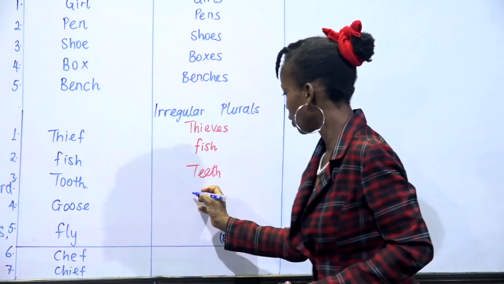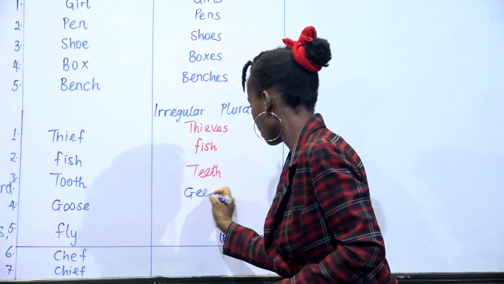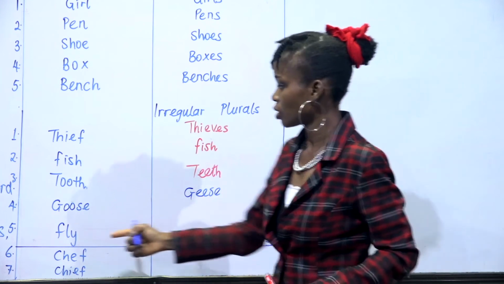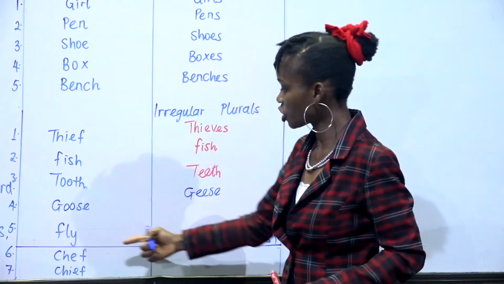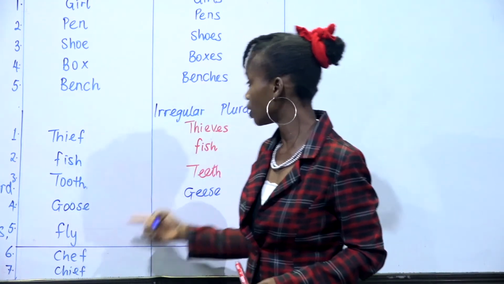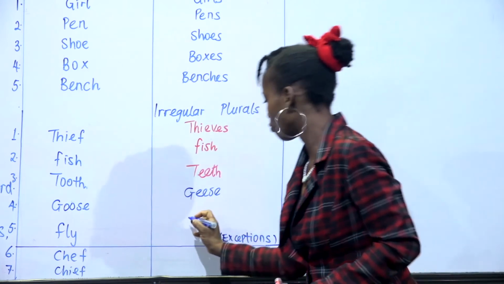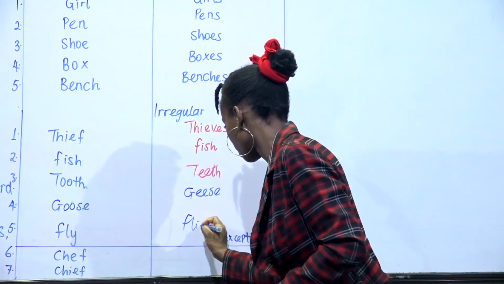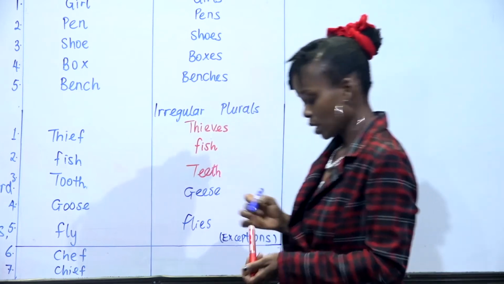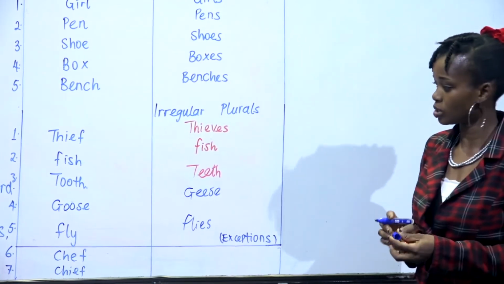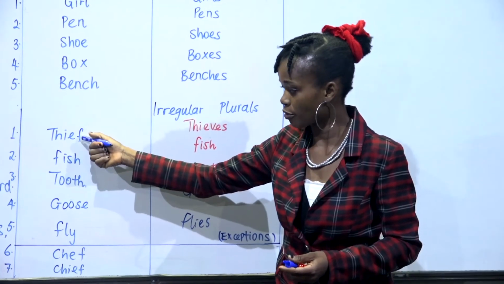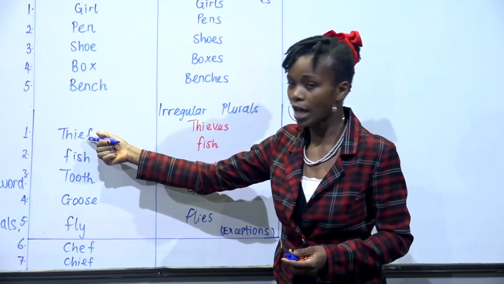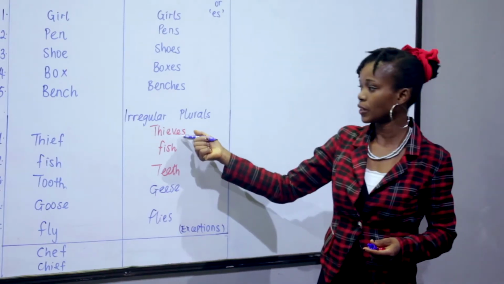Goose, and then we have geese. We have fly, and then we change the Y to I, and then we add ES. So we have flies. Now there are certain exceptions to this rule, the one with the F. Here we change the F to V, and then we have thieves.